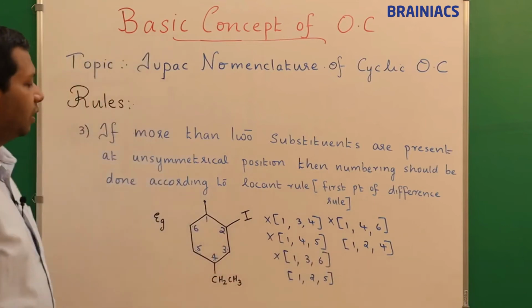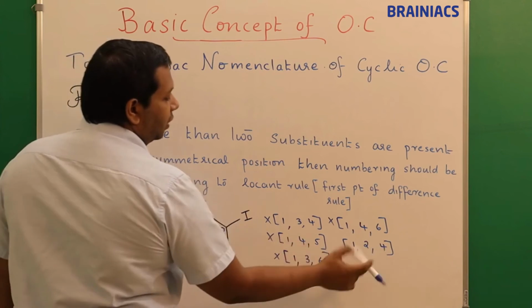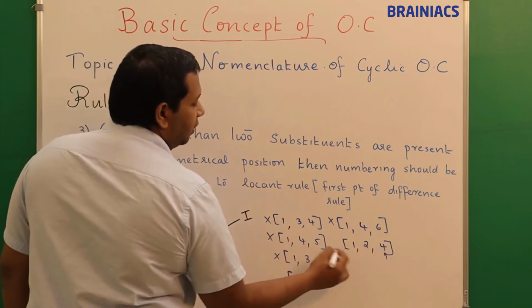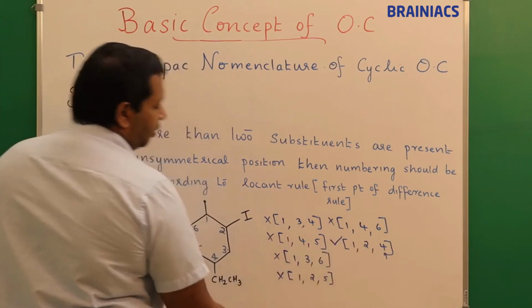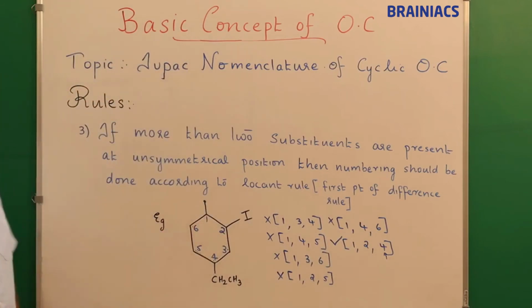Now we will go to the third locant. I understood this is 5 and this is 4. So the least number is 4 here. That means this is the correct locant. This is wrong. So 1, 2, 4. That is the correct one. Now I can name the compound. Can you tell me the name of the compound here?